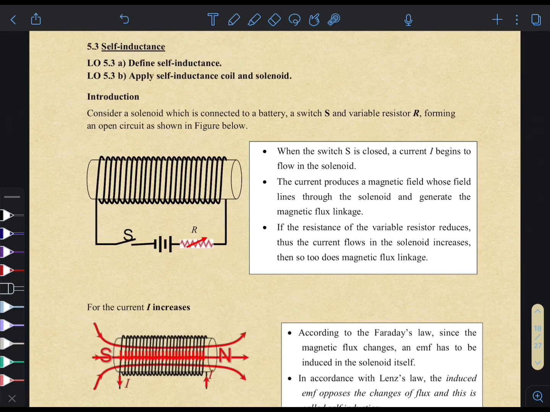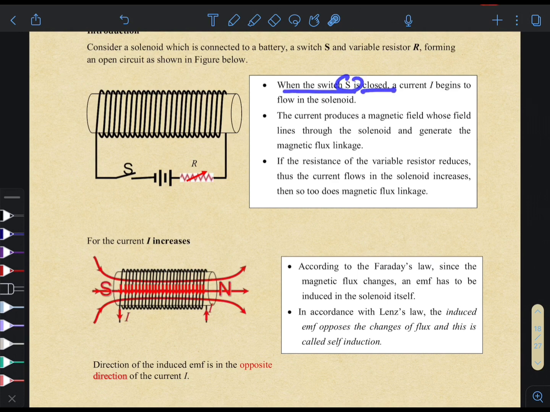So, consider a solenoid which is connected to a battery, a switch S, and a variable resistance R forming an open circuit as shown in figure below. So what we have here, this is the battery, switch, and also variable resistance, di mana you can vary the value of resistance that you're going to use. You connect in the solenoid. Okay, kalau kamu tengok dekat solenoid kamu ini adalah bahagian depan solenoid, and whatever goes behind there, dekat dari itu adalah bahagian belakang lah.